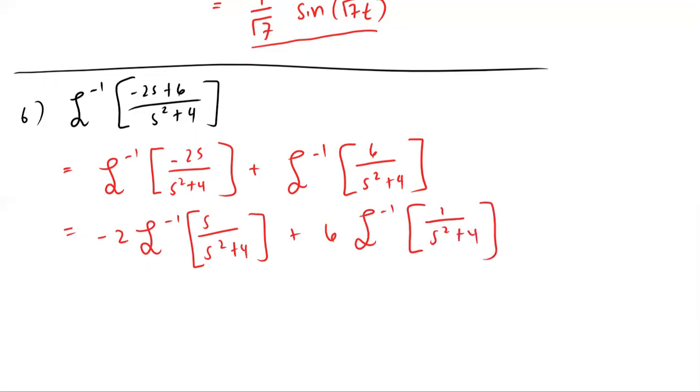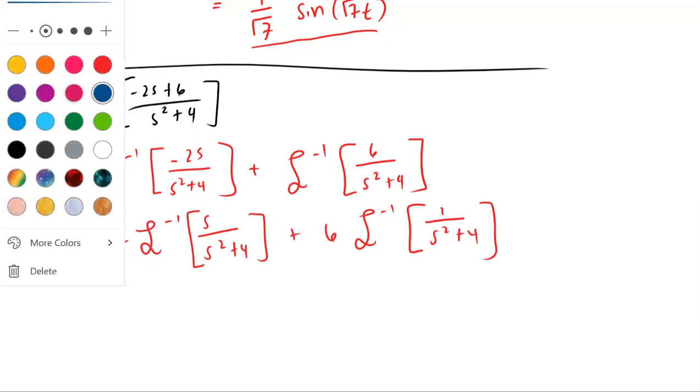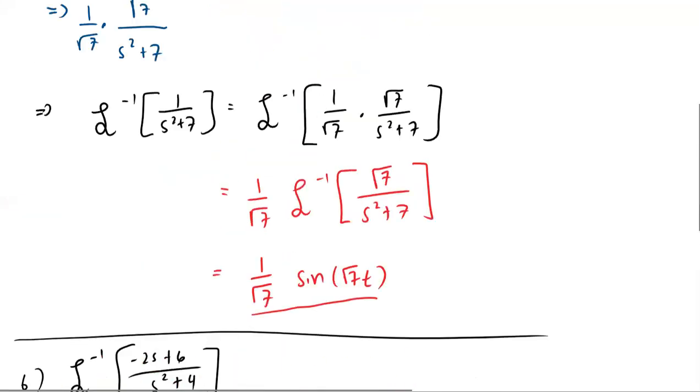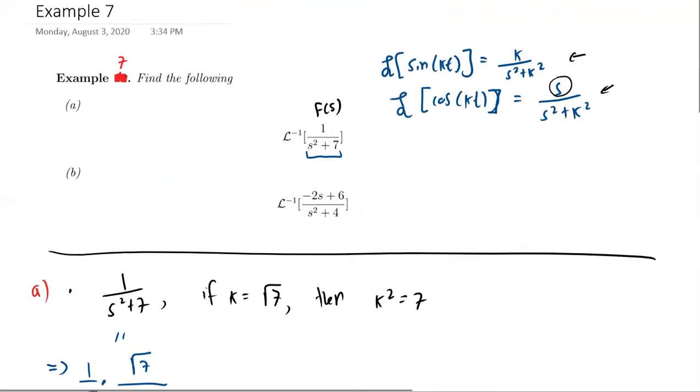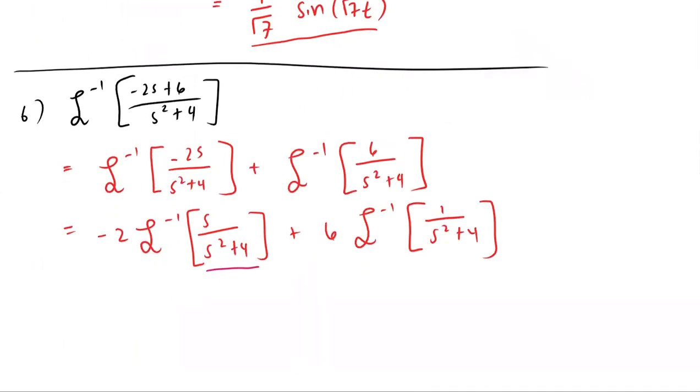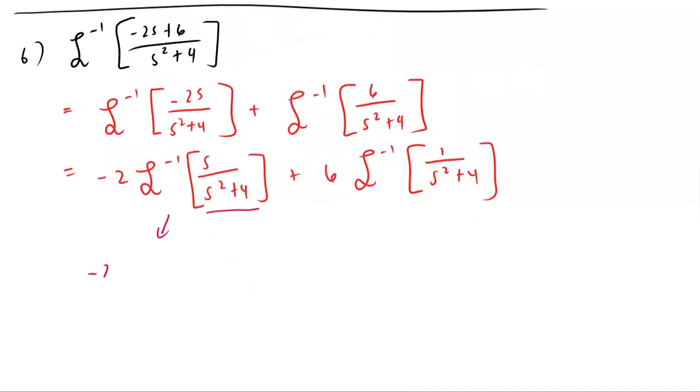And now let's try to tackle each of these Laplace inverses. Well, I think the first one already has the right form, s over s squared plus 4. That looks exactly like the form of cosine of kt, right? s over s squared plus k squared. So what would k be in our case? Well, if k is 2, then 2 squared is 4, right? So this first part is just negative 2 times cosine of 2t.